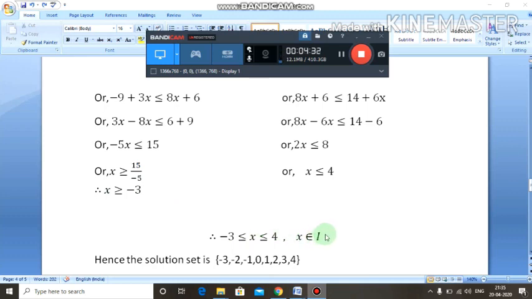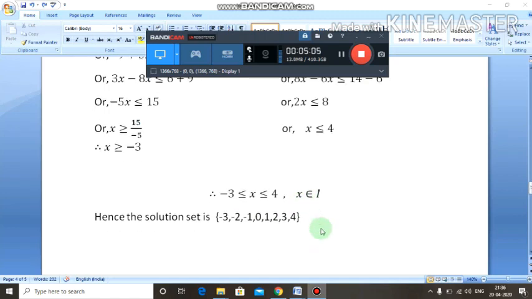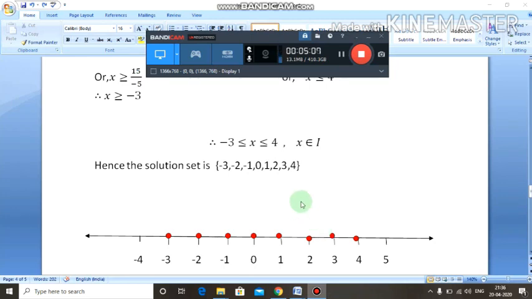Now this is the important part, how we will plot this solution on the number line. See here, -3, -2, we have to choose the solution from integers. So the solution is the integers which lie between -3 and 4. Obviously -3 is an integer, and there is a chance that x can be -3. So -3, -2, -1, 0, 1, 2, 3, 4, only these are the solution, since we have to choose the solution from integers, not real numbers.